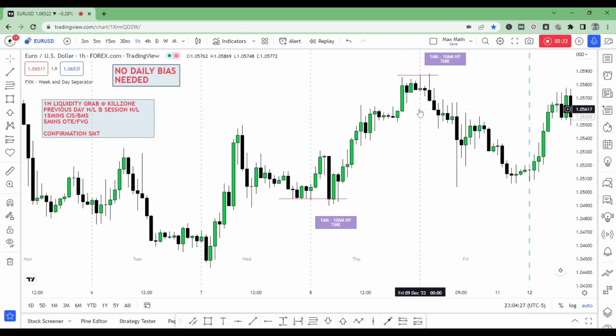So let's begin. Once I see a liquidity grab in the 1 hour, and what do I mean by liquidity grab? What I like to see is the market take out either a previous day high or low or a session high or low. When I talk about the session, I'm still talking about the ICT kill zones.